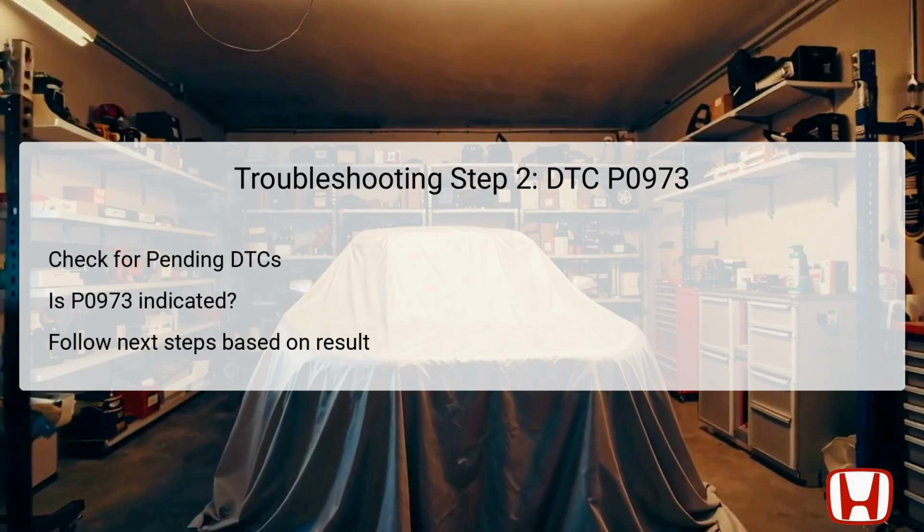After performing the initial steps, the next action involves checking for any pending or confirmed DTCs using the HDS. This check is crucial as it informs you whether DTC P0973 is still present post-clearance. If P0973 is indicated, then you must proceed to Step 8 of the troubleshooting guide to delve deeper into the problem. However, if it does not show up, you should continue by completing the process outlined in Step 5.